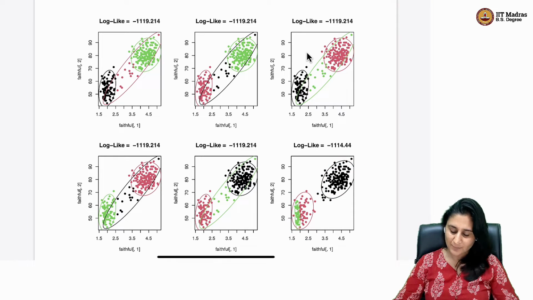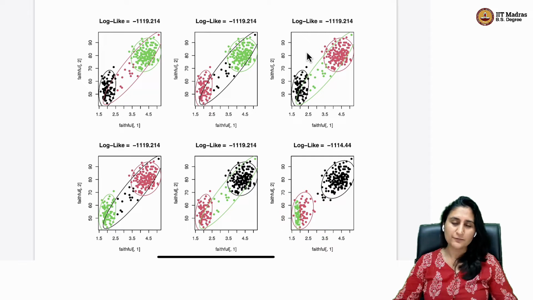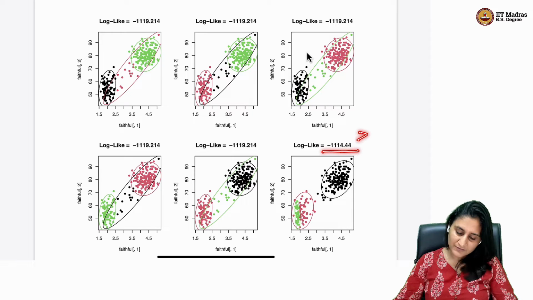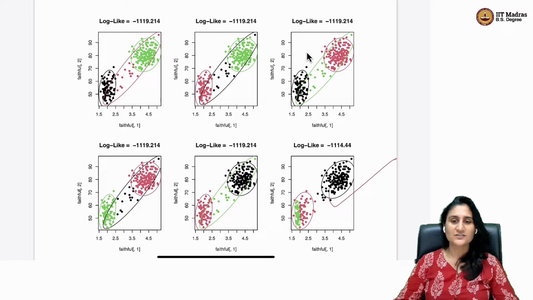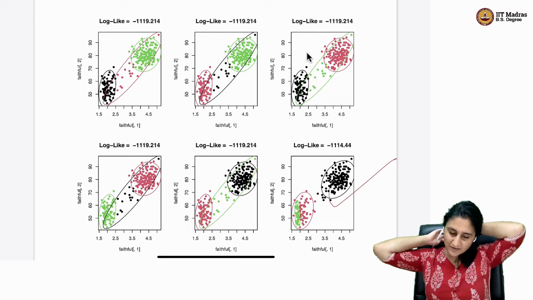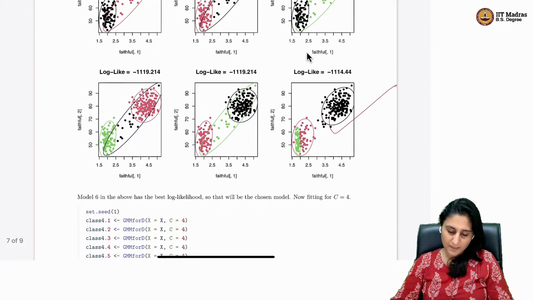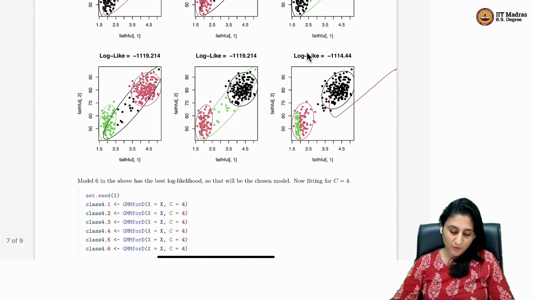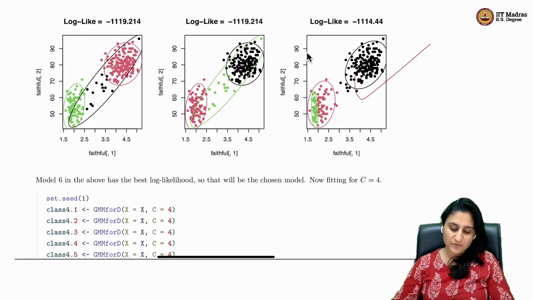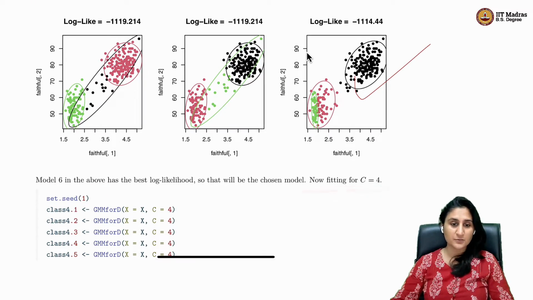So what's happening is, it looks like the second cluster that we had before has a cluster within it that's significantly different, maybe from the inside cluster. And as it turns out, this log likelihood value is greater than this log likelihood value. So this is our chosen cluster, right? It looks weird, but this is the one that the algorithm thinks has a better likelihood value. Okay, so that's done. So model 6 has the best log likelihood, so that will be the chosen model. And now we do this again for C equals 4.